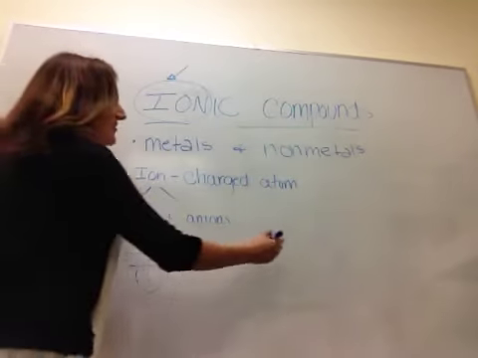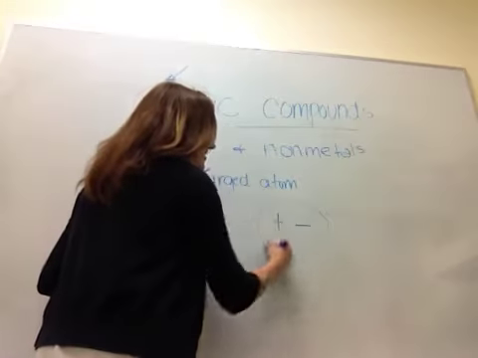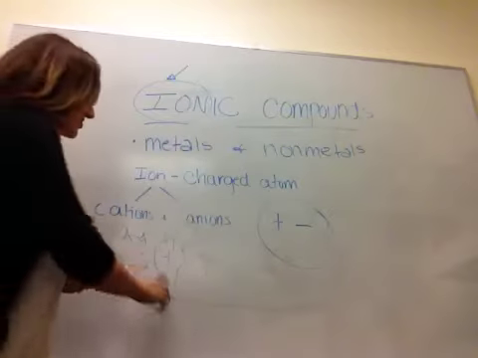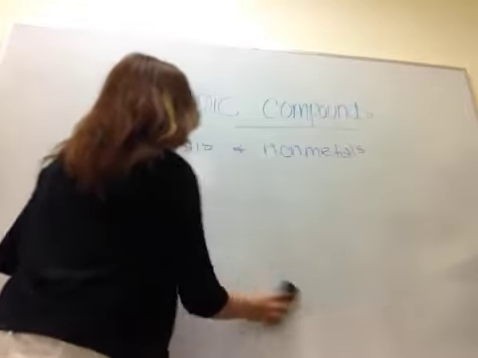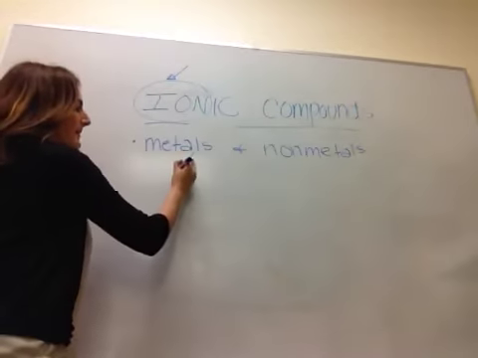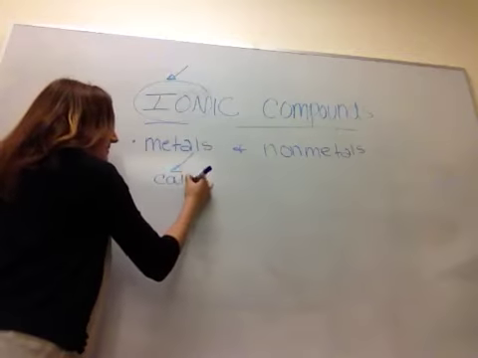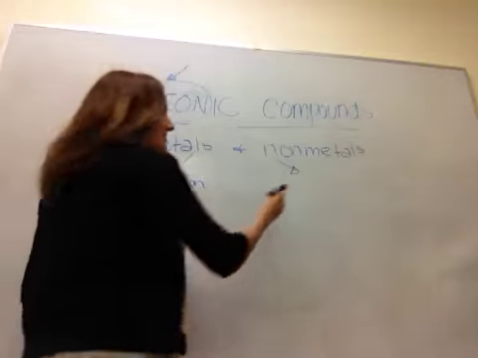All right, so what happens in an ionic compound is the ions come together to make a new substance. So you have a positive ion coming together with a negative ion because there's an attraction there to make an ionic compound. So let's take a look at some examples. If you remember, metals tend to form into cations, and nonmetals tend to form into anions.